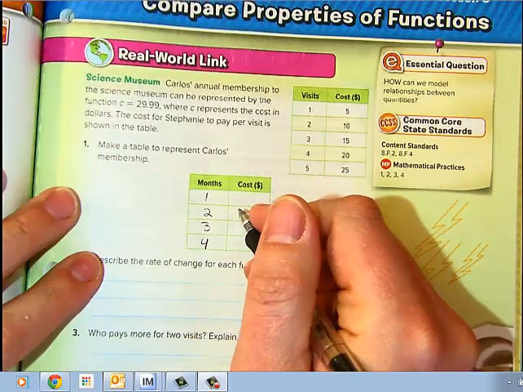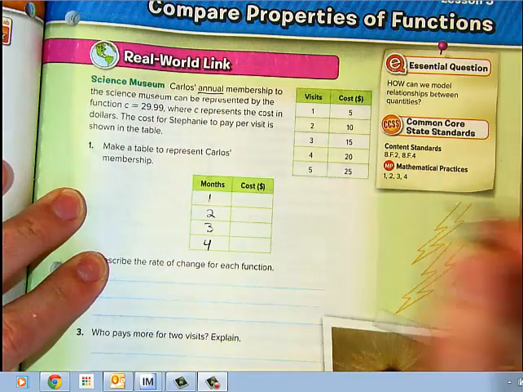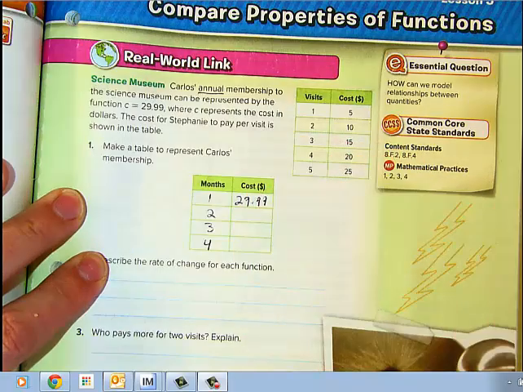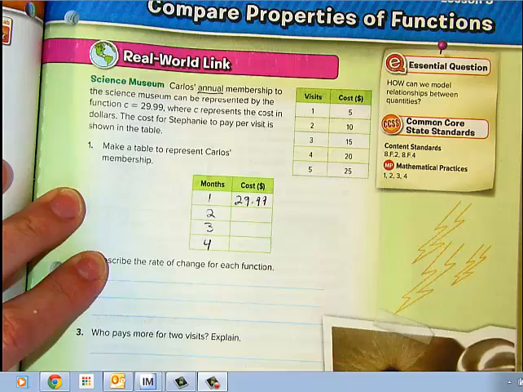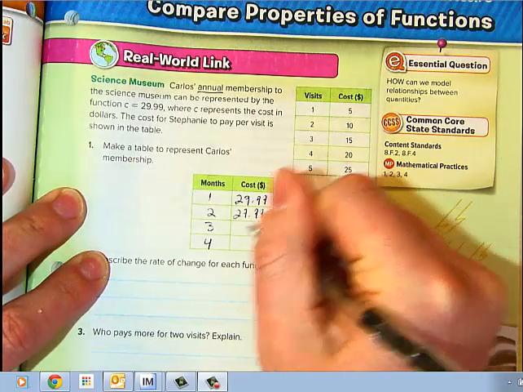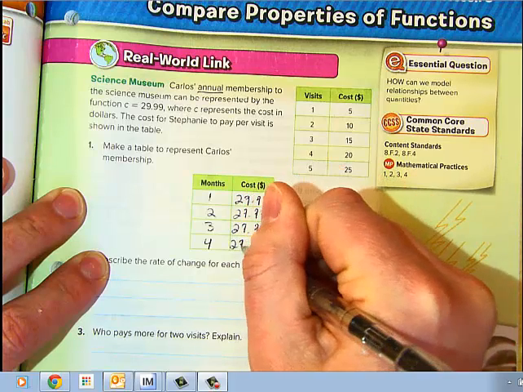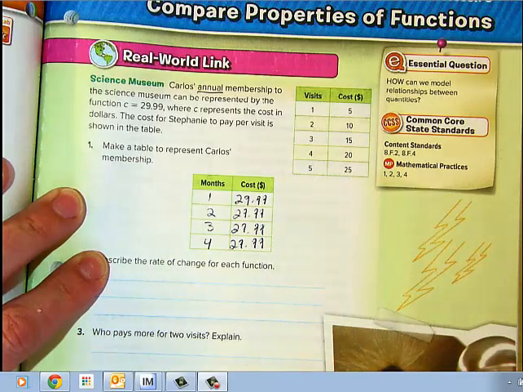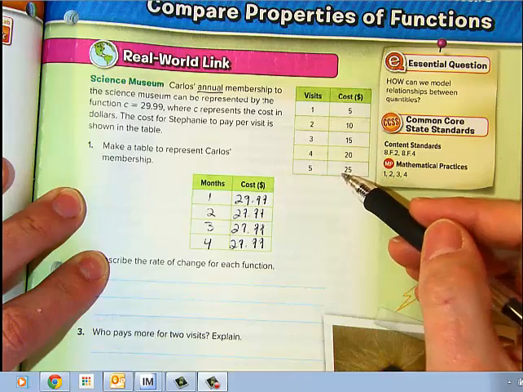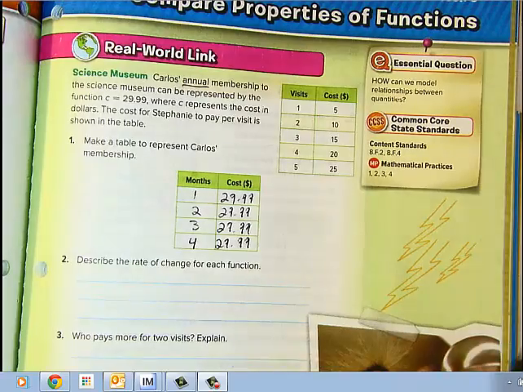Well, notice Carlos's membership is annual, meaning yearly membership, where he pays $29.99. Now, he doesn't have to pay $29.99 per month. That's for the entire year. So month 1 costs him $29.99, then month 2, 3, and 4 are still a total spent of only $29.99. So while hers is going up with each visit or month, his total amount is staying the same for what he paid to begin with.